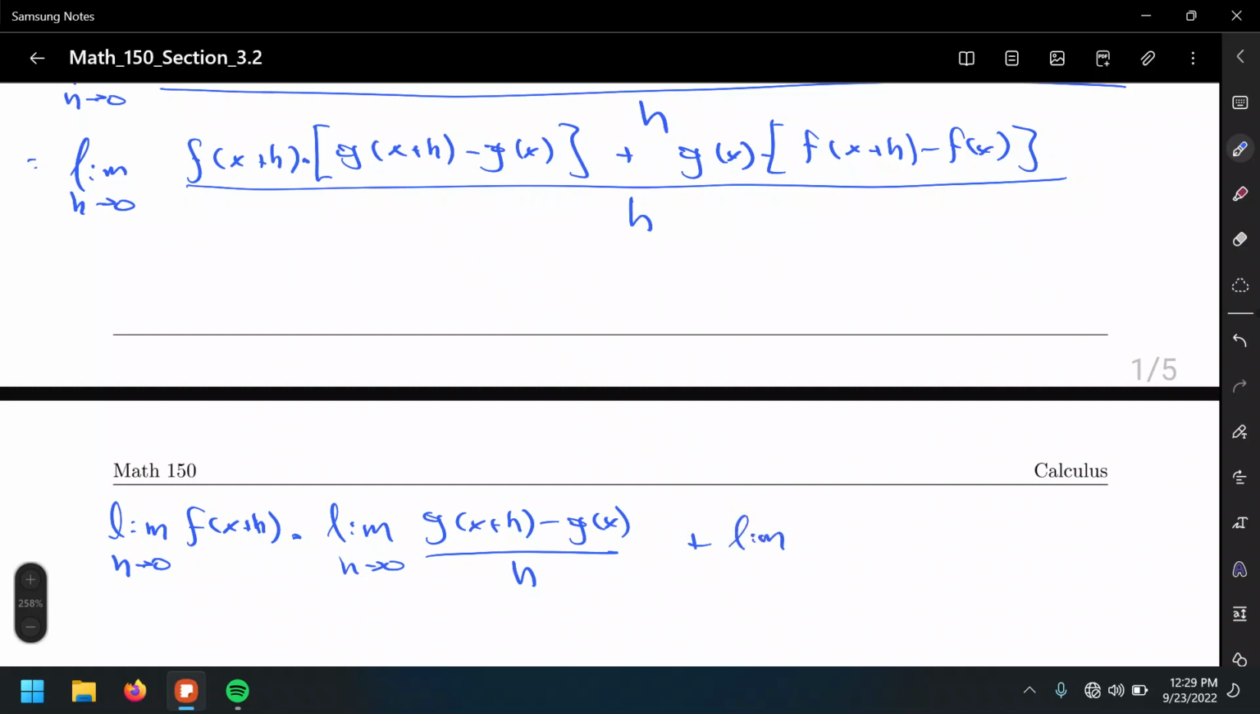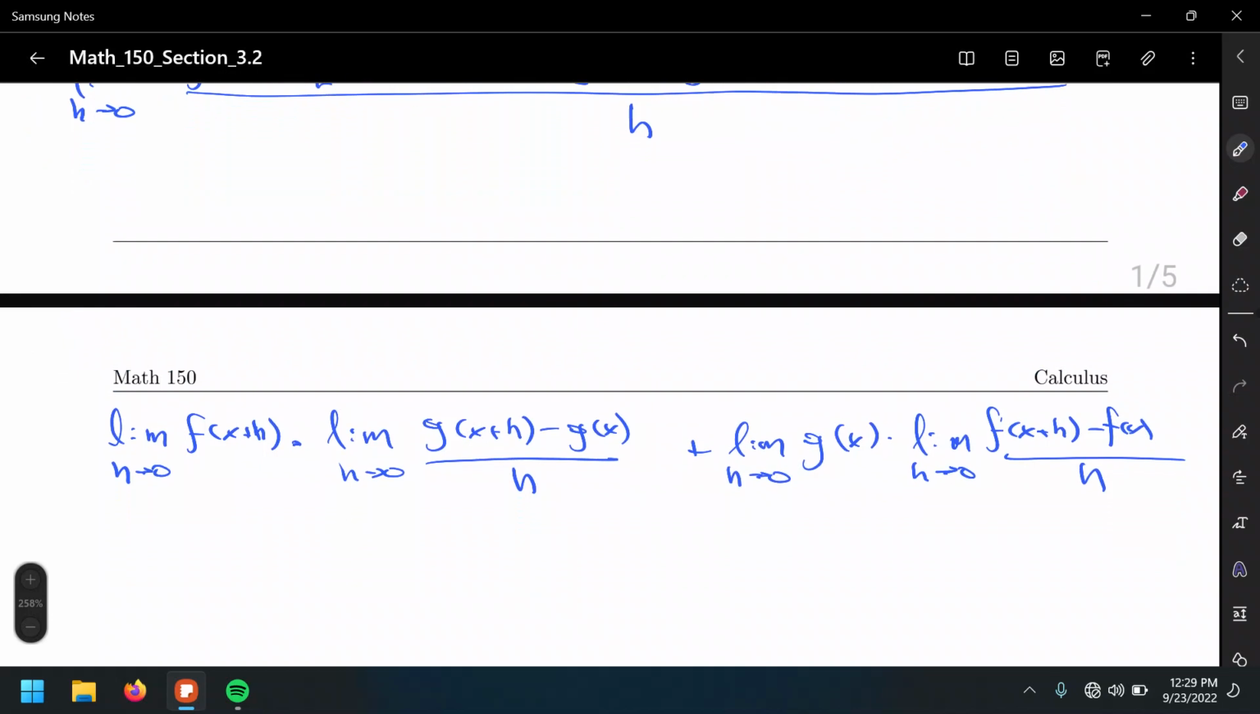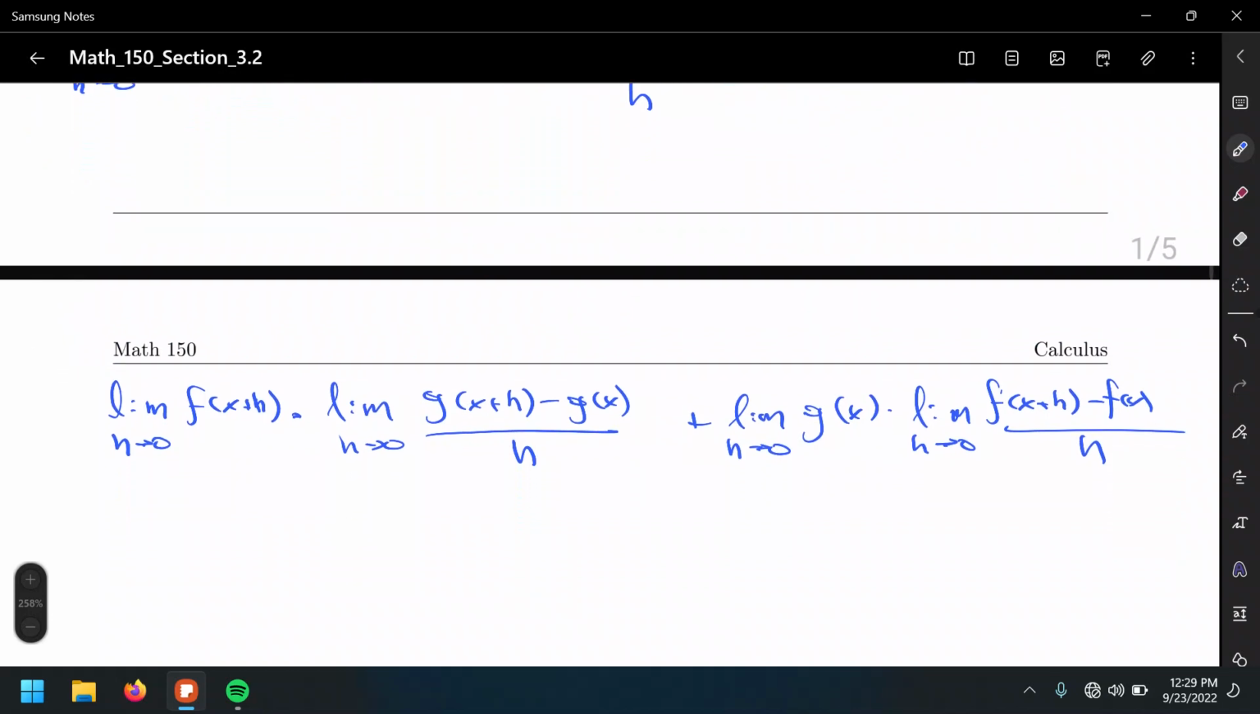limit g of x times limit f of x plus h minus f of x over h, as h approaches 0. Well, did you notice anything interesting? So if we compute the limit, what happens at h equals 0?